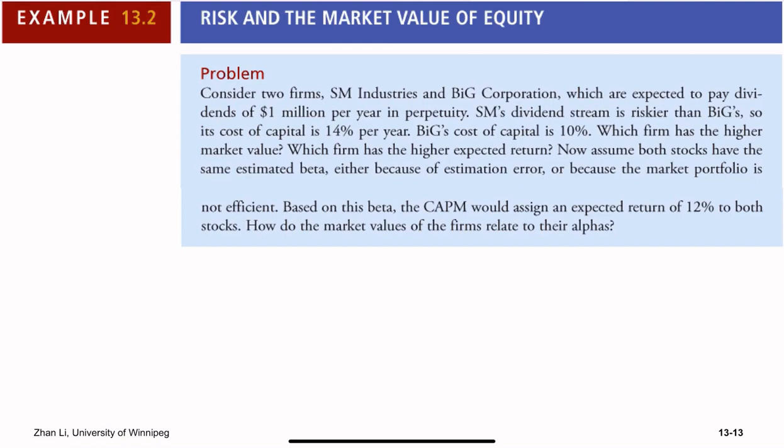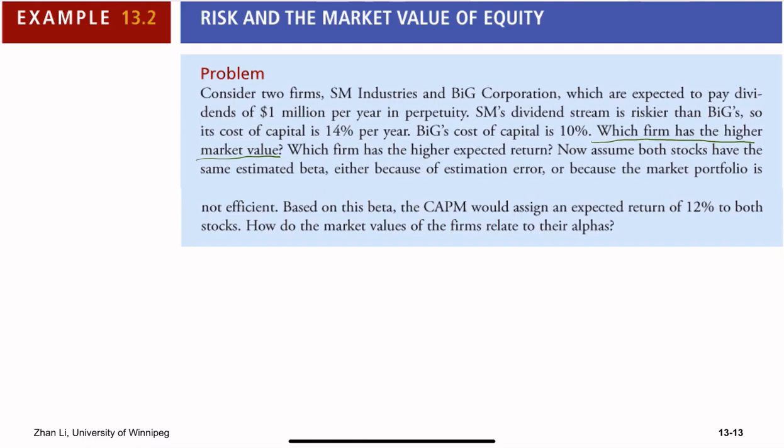Now let's assume both stocks have the same estimated beta, either because of estimation error or because the market portfolio is not efficient. Based on this beta, the CAPM would assign an expected return of 12% to both stocks. How do the market values of the firms relate to their alphas? Okay, now let's start with the first question. Which firm has higher market value?